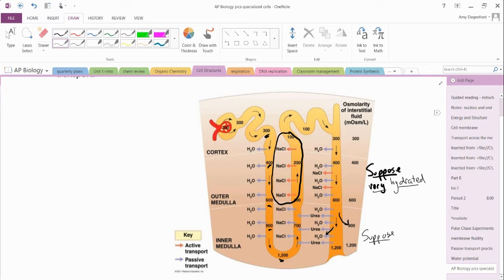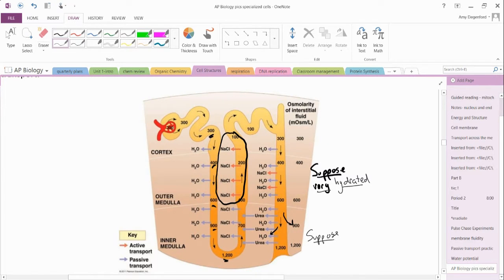Now, this diagram maps out the numbers for us, which is really nice. So notice we're going to get this difference, and as it goes down, as the water's leaving, we're going to encounter those concentration differences, and that's where the water leaves. Now, suppose we're very hydrated. If we're very hydrated, what we want is the urine to be very dilute, because think about it: we've got plenty of water, we don't need to reabsorb it. So there's actually very little reabsorption taking place.